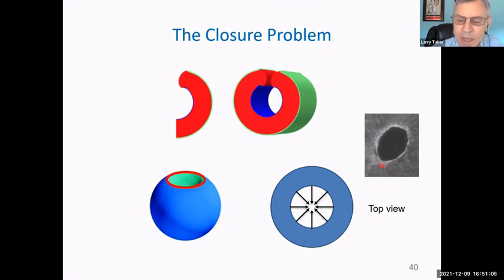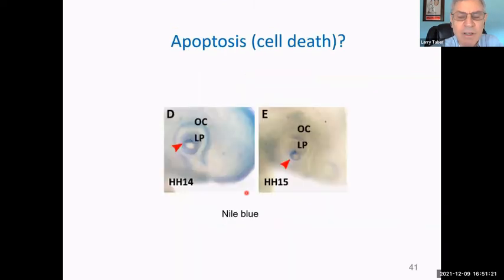And so we looked for such a ring around the opening to appear in the lens, but we could not find one. And so it must be something else. There's no obvious contractile ring surrounding the hole in the lens vesicle in this case.